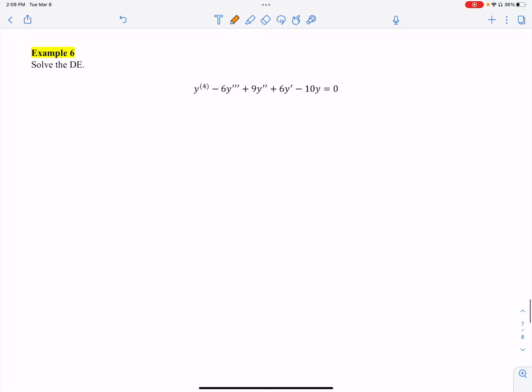Let's check out example 6. So the same stuff. I'm just going to write down the characteristic equation. Some teachers, professors will let you just write it down. I think mine let me write it down. I know some other professors, typically more picky ones, don't want you to do it. They want you to actually write it out.